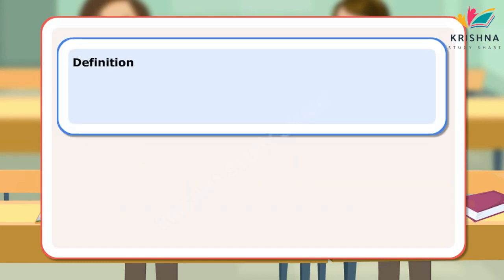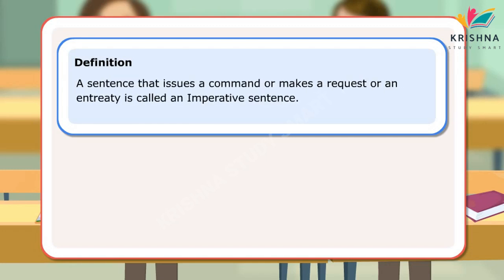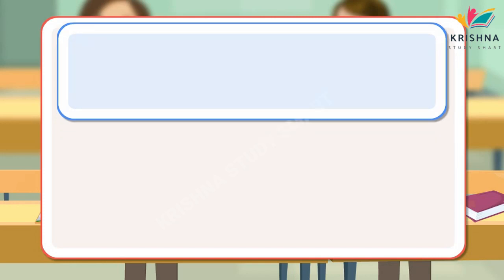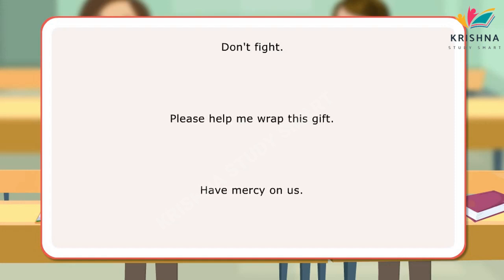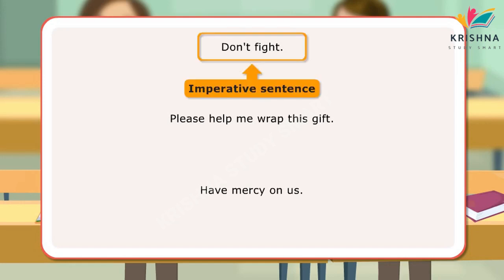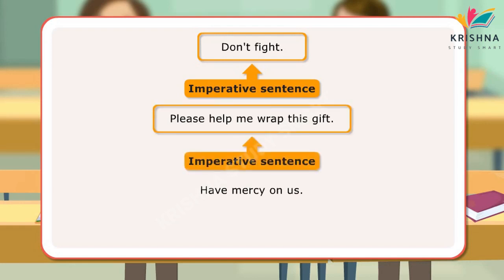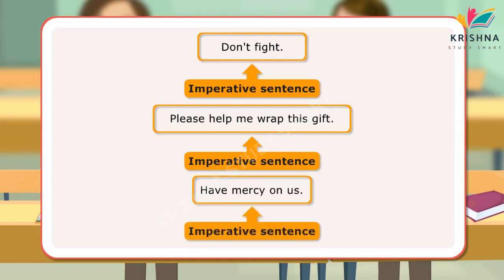Definition. A sentence that issues a command or makes a request or an entreaty is called an imperative sentence. Let us look at a few imperative sentences. Don't fight. Please help me wrap this gift. Have mercy on us. The first sentence is imperative because it issues a command. The second sentence makes a request and so is imperative. The last sentence is an entreaty and so an imperative sentence.